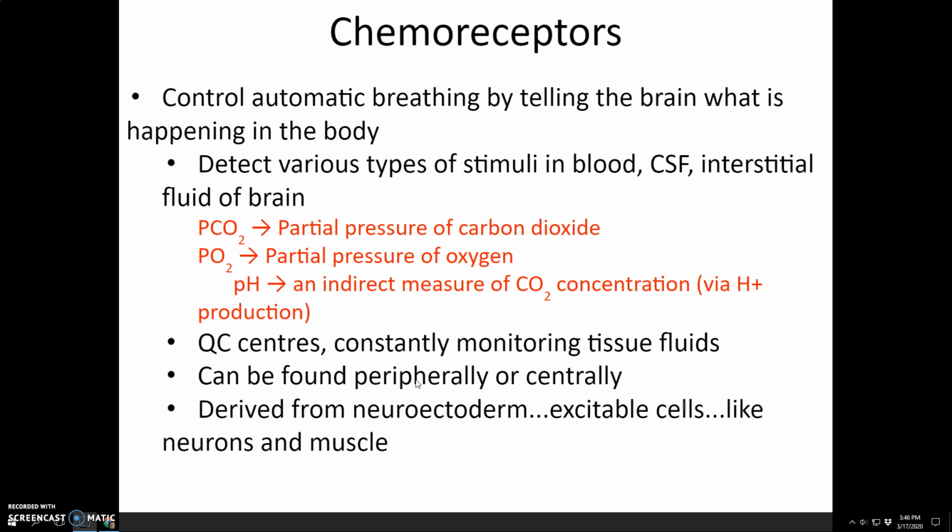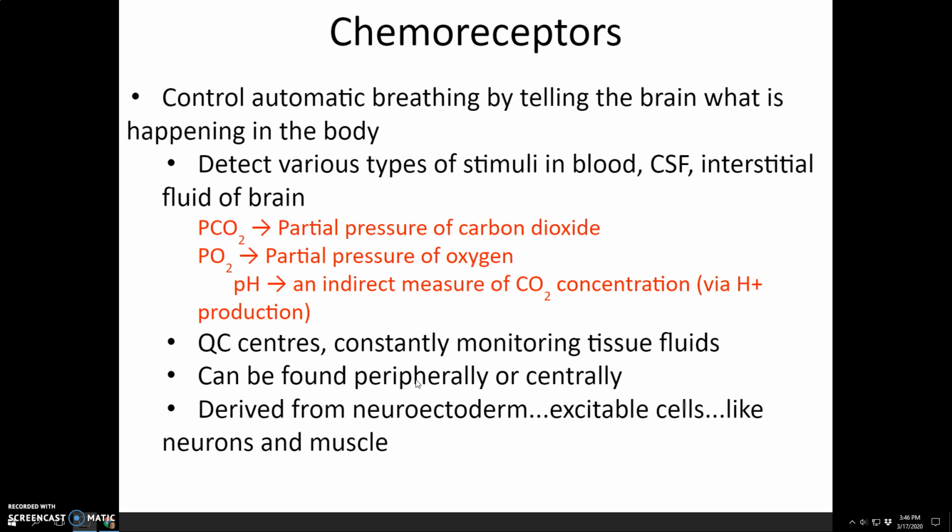As I mentioned, we think of these as being found either peripherally or centrally. Peripherally or centrally refers to their position with respect to the central nervous system. So a peripheral chemoreceptor is found outside the central nervous system, whereas a central chemoreceptor is found within the central nervous system.